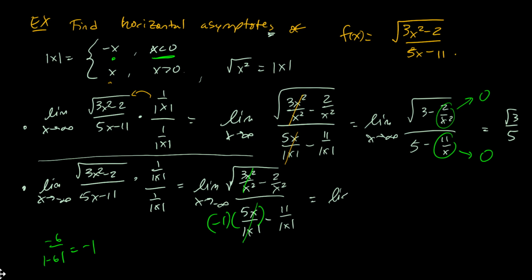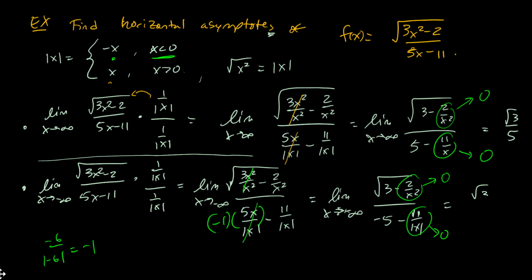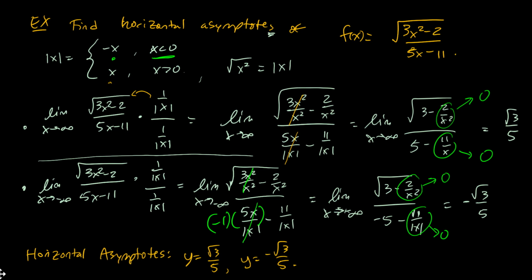That means now I have the limit as x approaches negative infinity of the square root of 3 minus 2 over x squared, over negative 5, not positive 5, minus 11 over x. That stays the same. And just as before, these are going to go to 0. And so this time, I end up with root 3 over 5, but it's negative. So I have different horizontal asymptotes. They are y equals square root of 3 over 5 and y equals negative square root of 3 over 5.